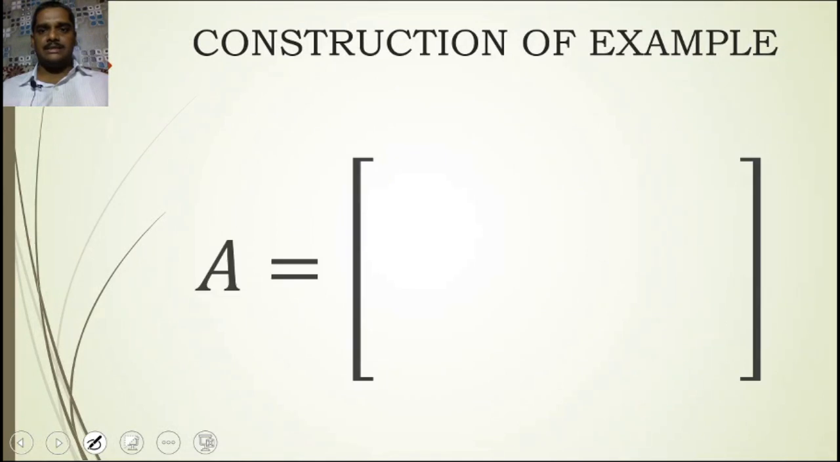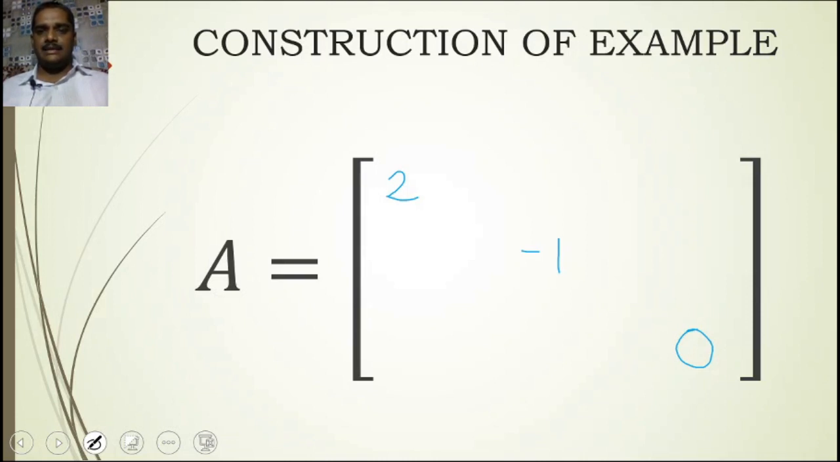Let us see how to construct that example. For the construction, we have two points. Number one, there is nothing special about the diagonal entries. We can have anything on the diagonal. So suppose I take a positive number, a negative number, and a neutral number, nothing but 0, on the diagonal. I can have anything on the diagonal, so I have taken all three types of numbers on the diagonal.